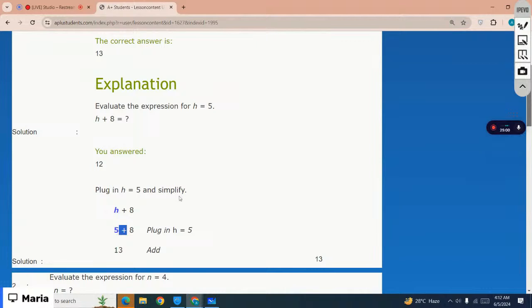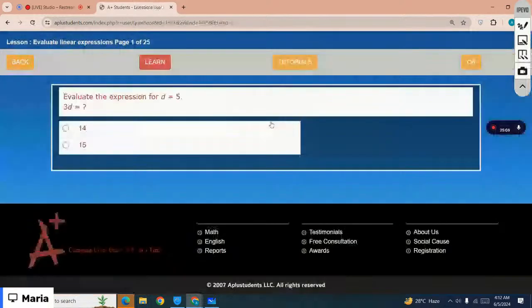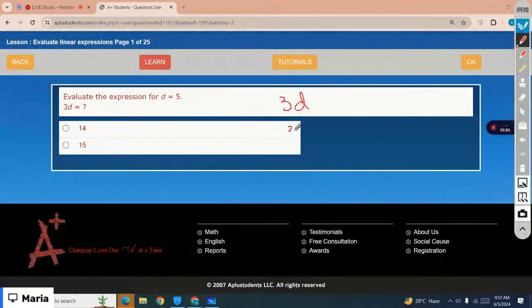Let's start with the test questions. Evaluate the expression for d equals 5. You need to evaluate 3d. 3d means you have to evaluate 3 times d, right? So replace d with the value 5. That is 3 times 5, right? 3 times 5 is 15. So the correct option is 15. Option number 2 is the correct option.